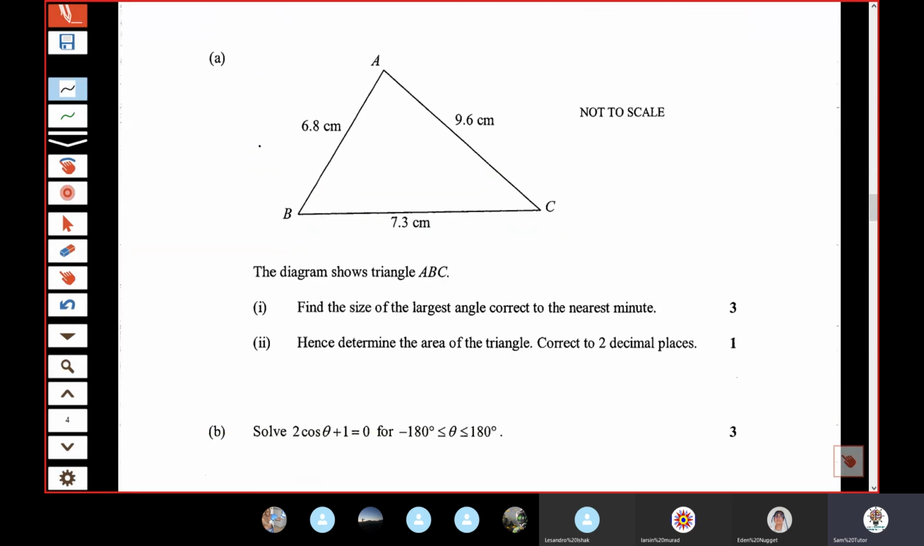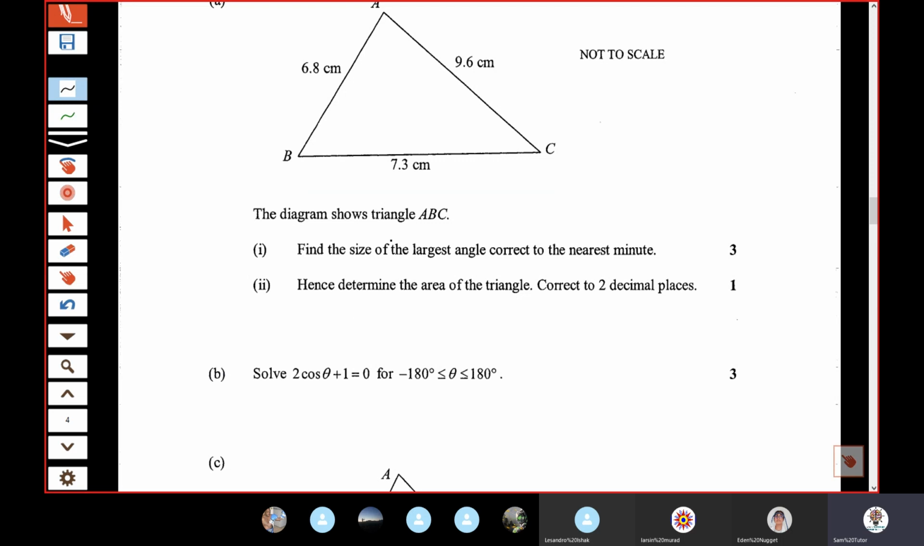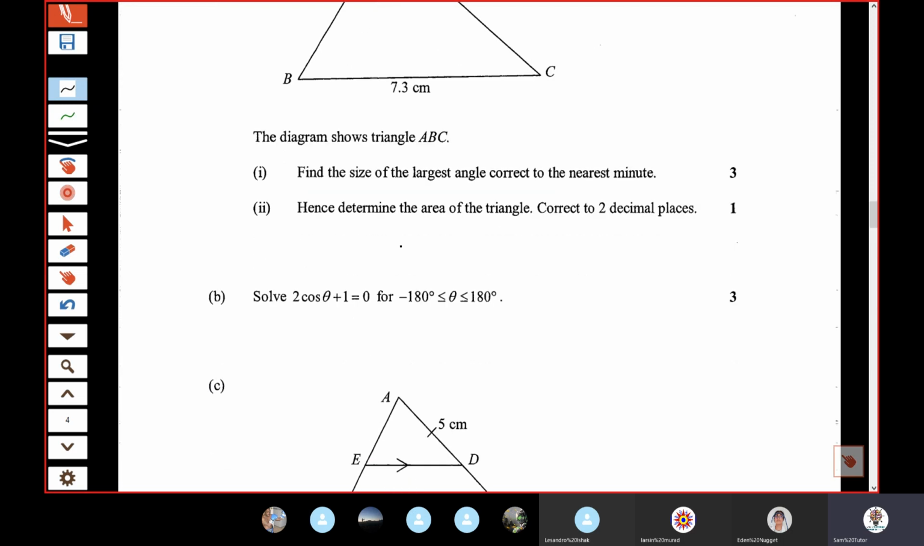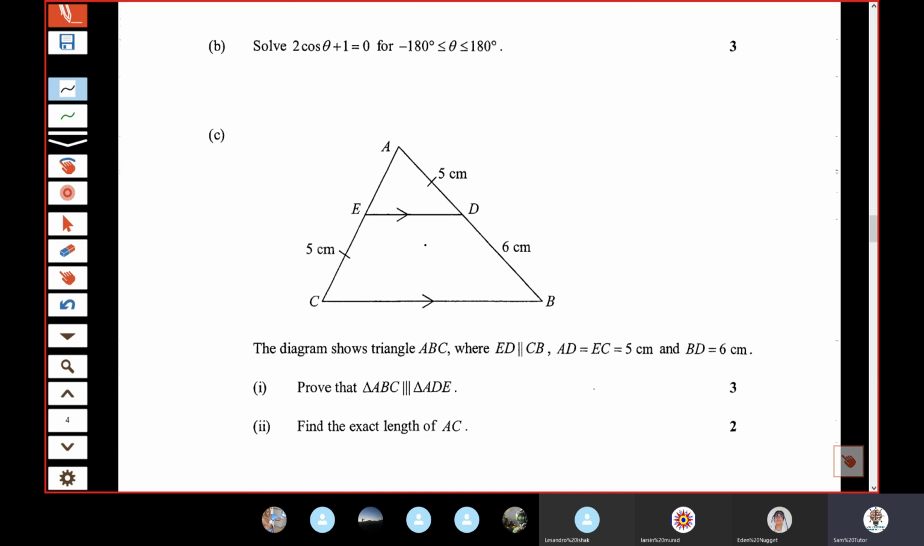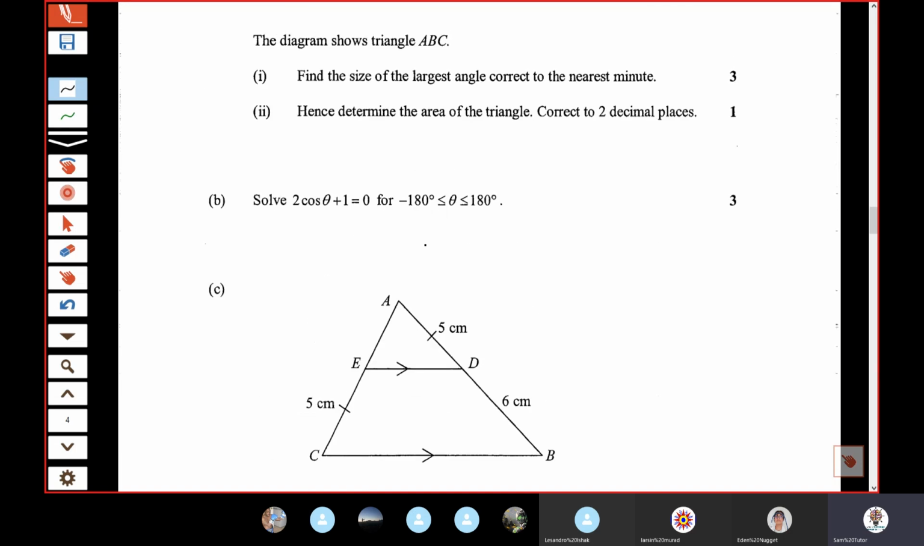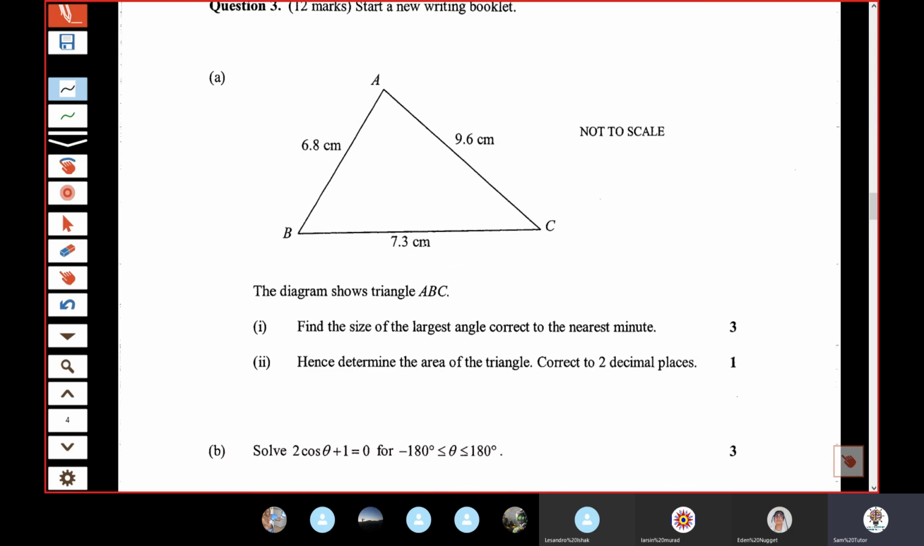Question 3, any questions? Or we haven't got any other questions, or you guys just got to continue studying now? Just continue. Anyone else have actual questions? All right, then, or maybe 3i. 3i, find the size of the largest angle.